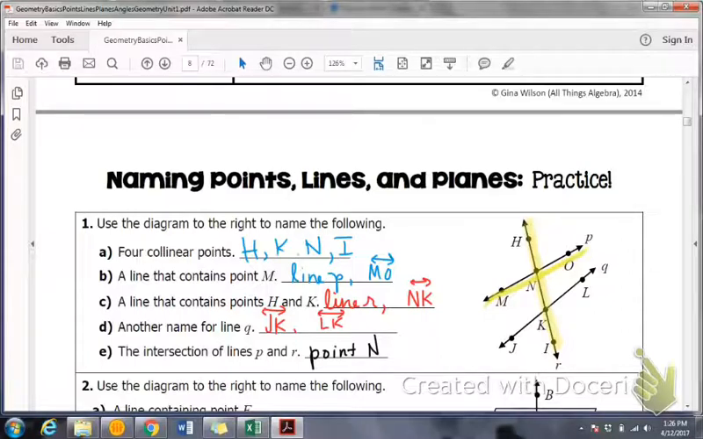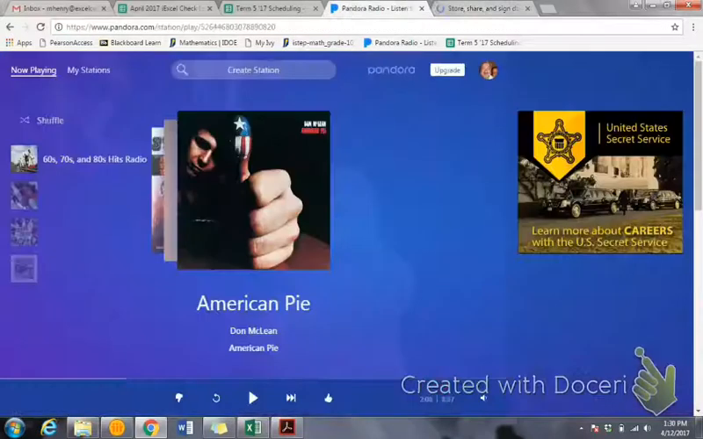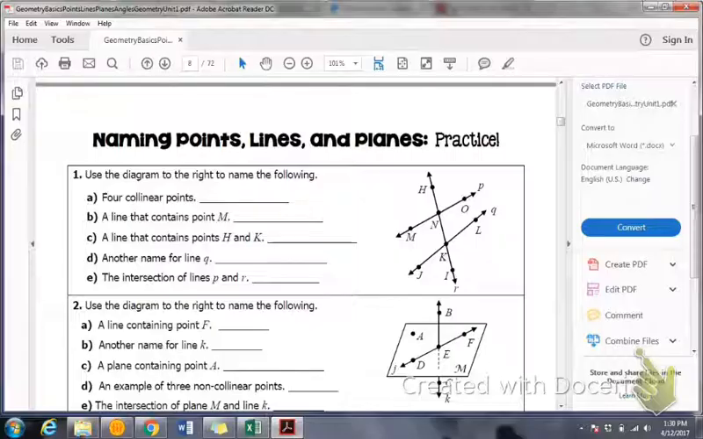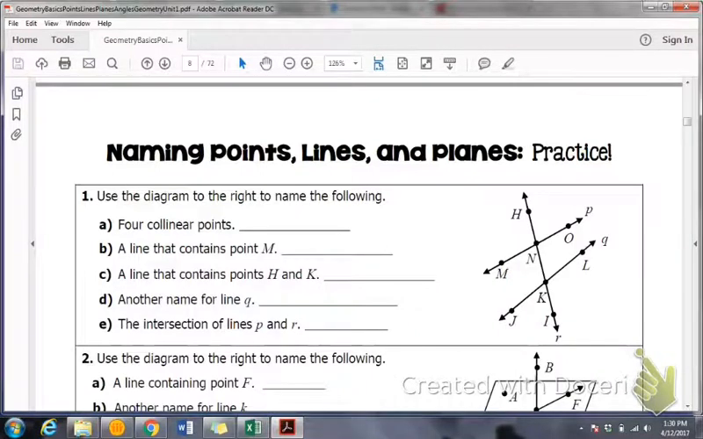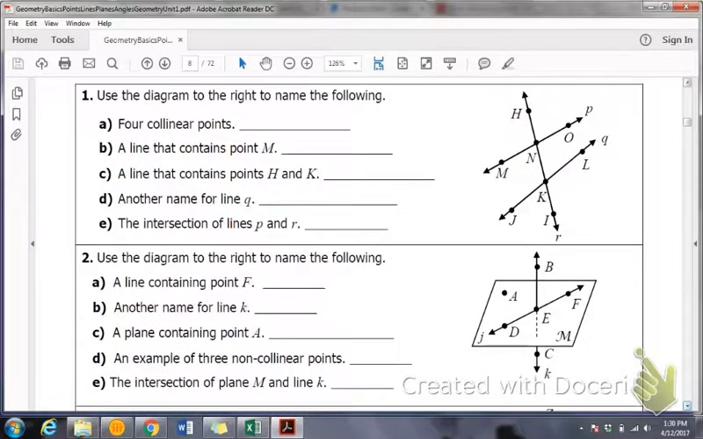All right, how are we feeling with this? We okay? Okay, let's do example 2. A line containing point F. Who wants to give me that answer? Caitlin, is your hand halfway raised? Okay. You said what? Line J. Does anybody agree with that? I can't really see, so we're going to go ahead and guess that you're right. I'm just kidding. Yes, good. Line J contains point F.